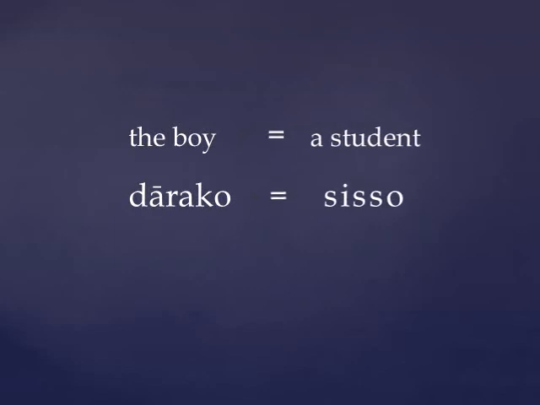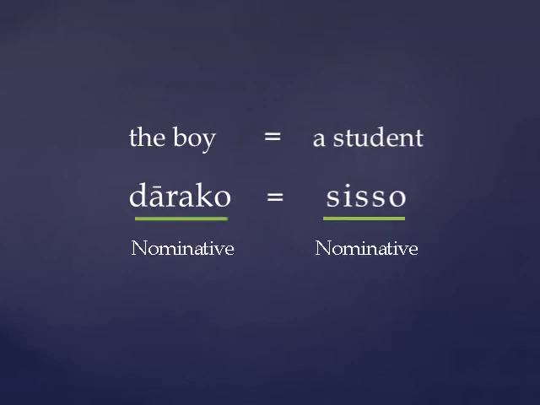Now let's look at another type of sentence. Darako siso hoti. If we translate this literally, the boy, a student, is, we can see this is a linking or equational sentence. And since is acts just like an equal sign, both sides of the sentence are in nominative case. What's more, in Pali, sometimes the is dropped completely, just leaving the two nouns in nominative case together, but still with the same equational meaning.